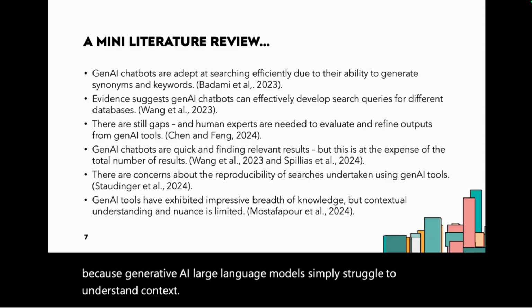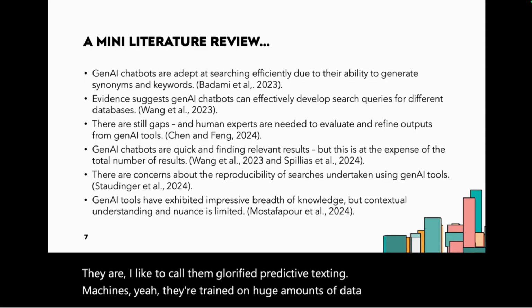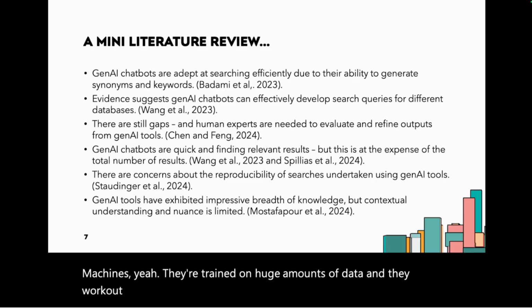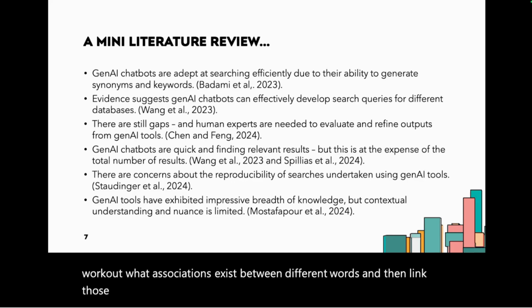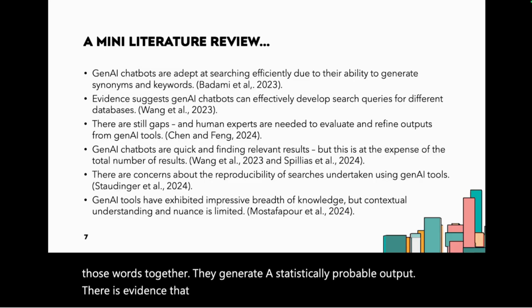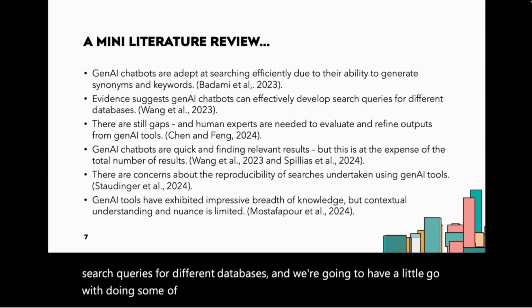I like to call them glorified predictive texting machines. They're trained on huge amounts of data and they work out what associations exist between different words and then link those words together. They generate a statistically probable output. There is evidence that suggests generative AI can effectively develop search queries for different databases, and we're going to have a little go with doing some of that later, using an LLM and generating queries for Scopus.